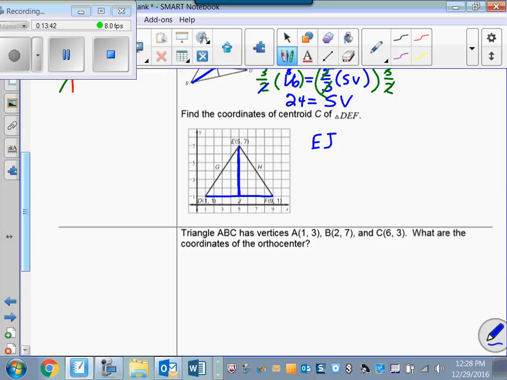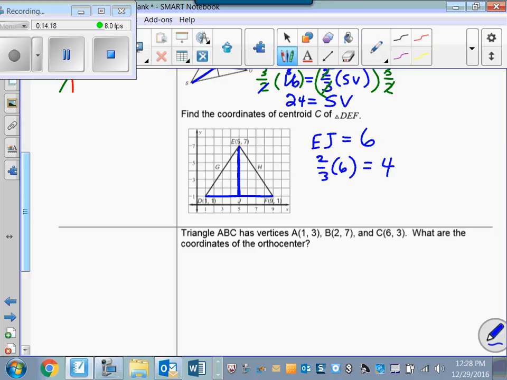Well, if it was any other kind of triangle where this side wasn't horizontal, I'd have to use the distance formula, wouldn't I? I'd have to use the distance formula to find out how long EJ is, but I don't have to do that in this case, so I'm not going to. All right, so how long is it? Well, it goes from 7 down to 1, so EJ is 6 units long. So the centroid is located 2/3 of that distance. So 2/3 of 6 equals 4.